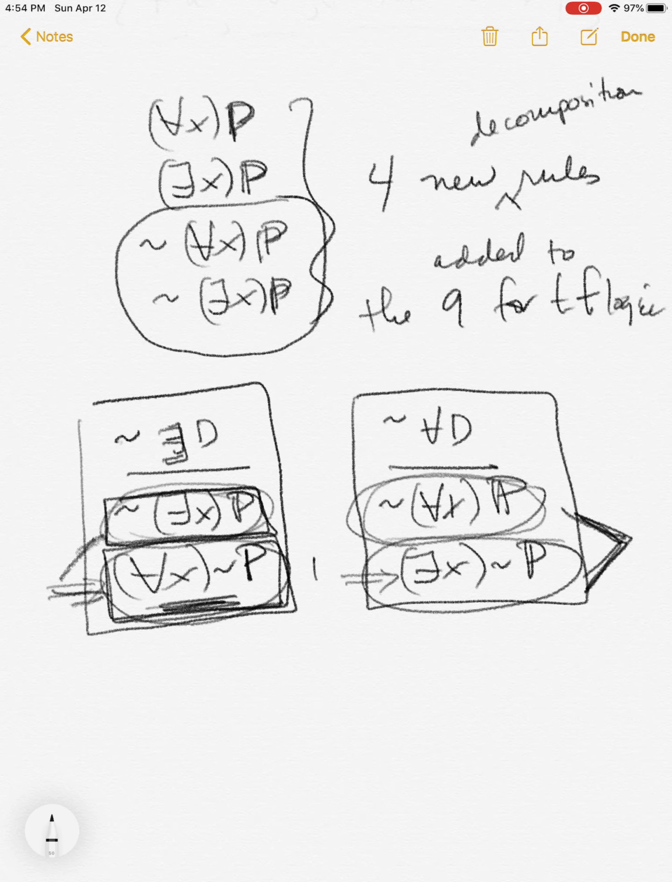It's likely that we're not going to get to the adequacy proof for PL. In fact, I can assure you we're not going to. I may decide to post it on Canvas for people who are interested, but we're not going to go through it. But I thought I'd mention something about that. Okay, so those are 2 of our 4 rules that we have to add to the 9 rules that we had for truth functional logic.